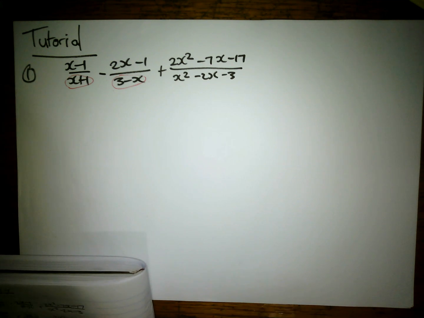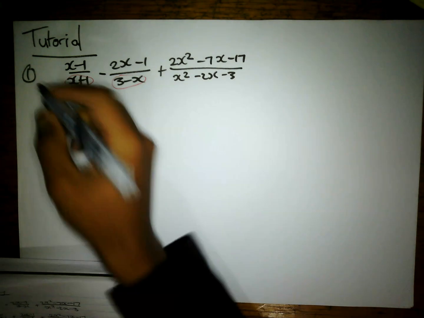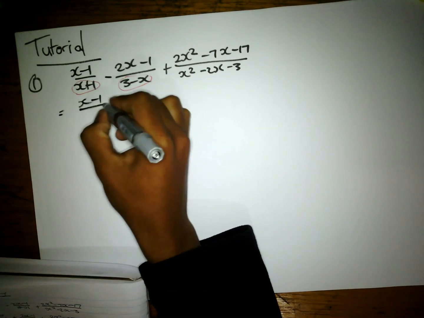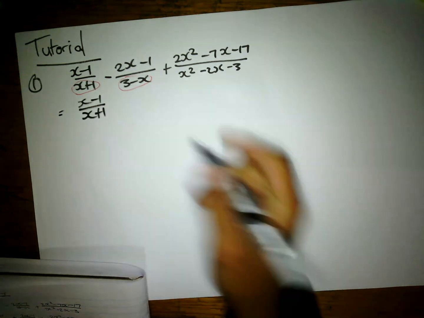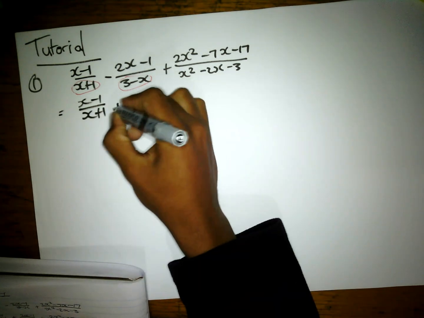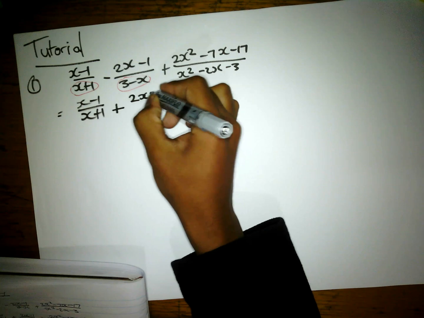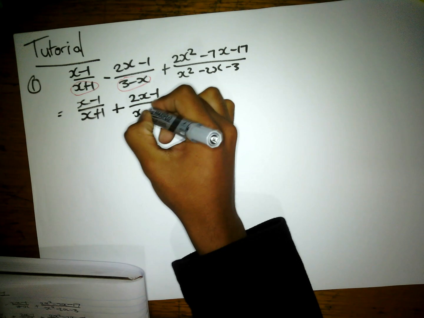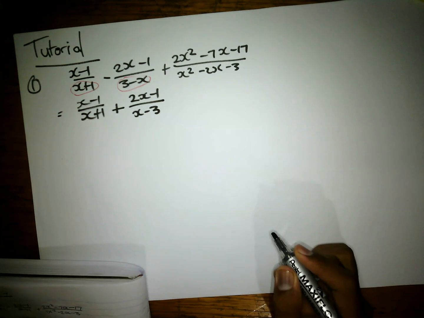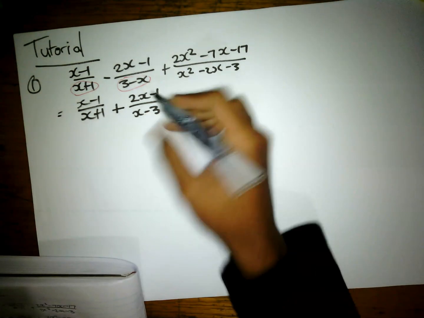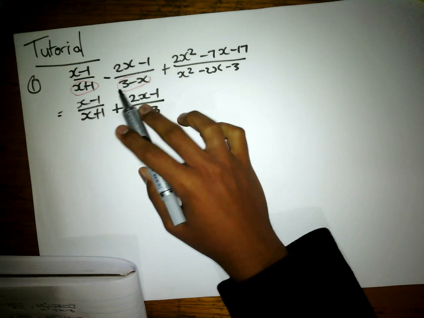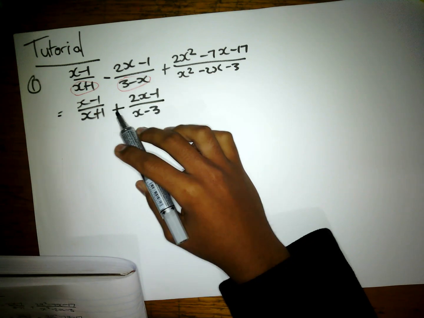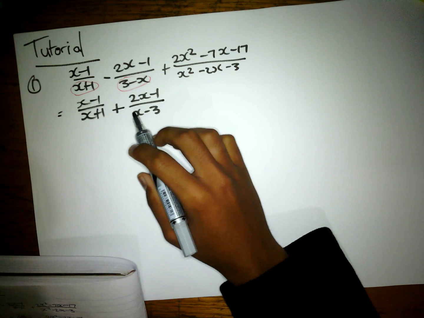So what do we do? We say (x minus 1) over (x plus 1), plus (2x minus 1) over (x minus 3). You just swap the signs of both numbers in the denominator, and then you change the sign of the whole fraction.